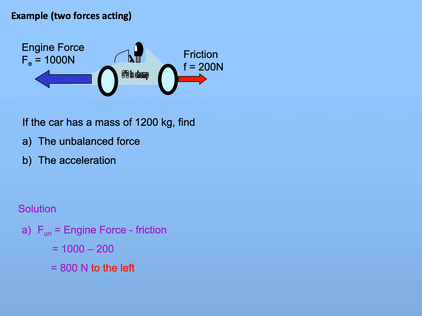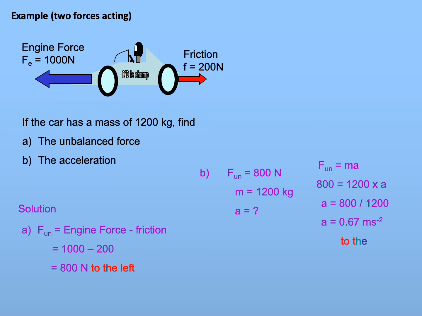Part B, well, we now know the unbalanced force, it's 800 newtons. We know the mass, so we can get the acceleration using F equals ma. So we put in our numbers, rearrange for a, and we get 0.67 meters seconds to the minus 2 to the left. Notice the direction required again because acceleration is a vector. And that's Newton's second law in action.